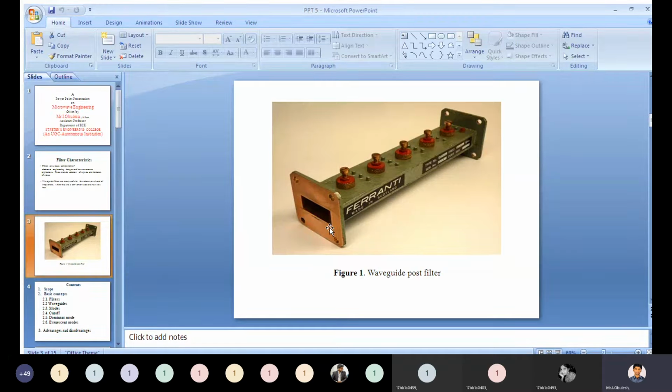A number of waveguide components have filter theory applied to their design, but their purpose is something other than to filter signals. Such devices include impedance matching components, directional couplers, and duplexers. These devices frequently take on the form of a filter, at least in part. You need to see the figure, the waveguide post filter.